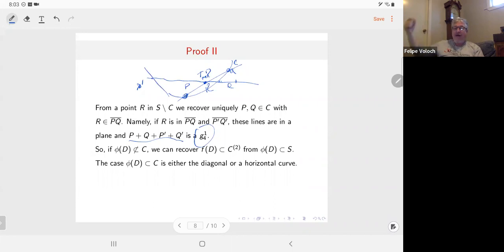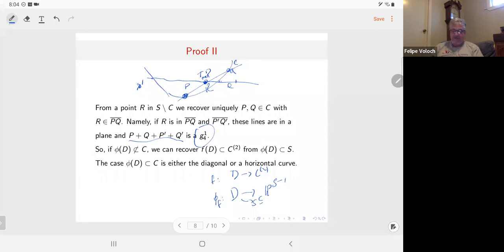So that's how I recover, if I know the map D to P^(g-1), and it actually lands in S, where S is the secant variety. The image of D lands in S, so I can recover the map. Given this point R, I can recover P and Q, so I can lift it back to the map D to C2. So if I know this, what I call phi F, I can recover F.